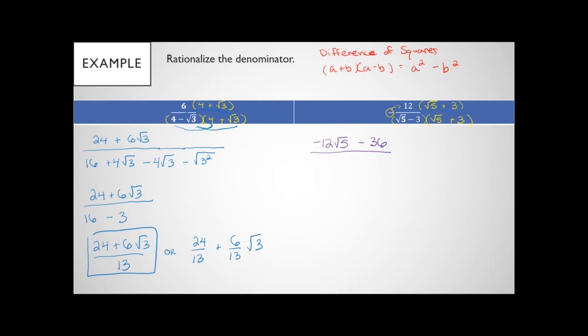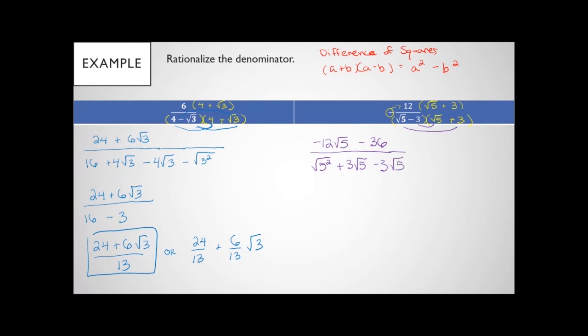Now in the denominator, we're going to FOIL. So first, in this case, is square root of 5 times the square root of 5. So that's going to give us the square root of 5 squared. Now the outside is the square root of 5 times 3. So that's going to be plus 3 square root of 5. Then we have the inside, minus 3 times the square root of 5. So minus 3 square root of 5.